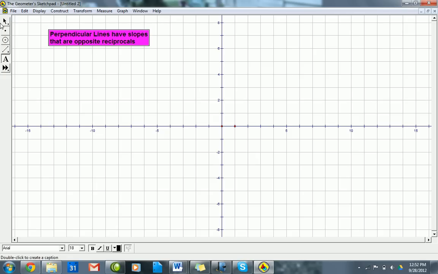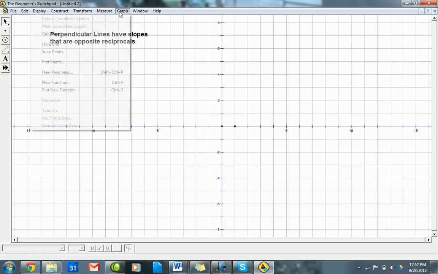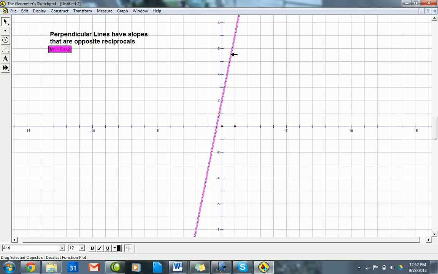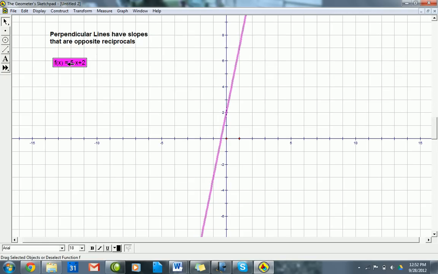So for example, I can look at this particular example. Let's graph up a new function, and let's call it y equals 5x plus 2, right? So that line has a slope of 5, in slope-intercept form, and a y-intercept right here of 2. A line that's going to be perpendicular to this has to have a slope which is the opposite reciprocal of 5, the slope of this line. So the opposite reciprocal of 5 is negative 1 over 5, or negative 1/5.